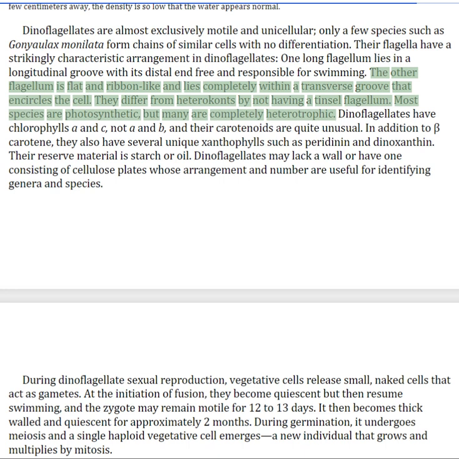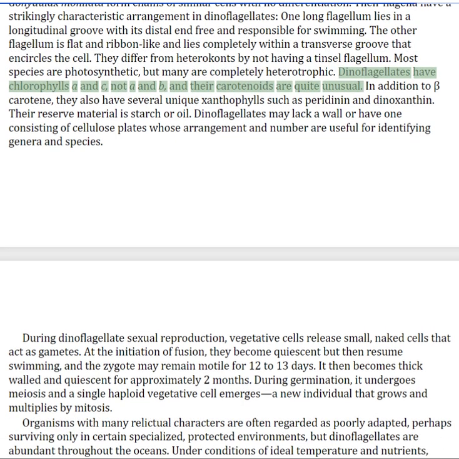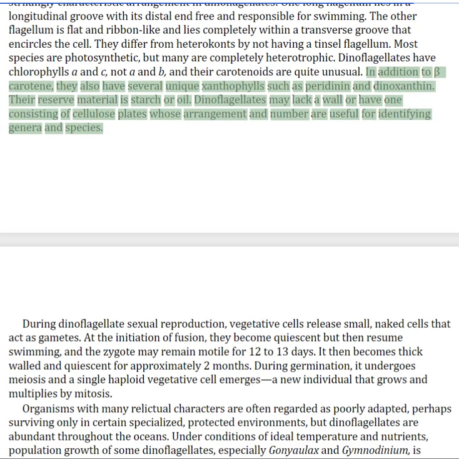They differ from heteroconts by not having a tinsel flagellum. Most species are photosynthetic, but many are completely heterotrophic. Dinoflagellates have chlorophylls A and C, not A and B, and their carotenoids are quite unusual. In addition to beta-carotene, they also have several unique xanthophylls such as peridinin and dinoxanthin. Their reserve material is starch or oil.